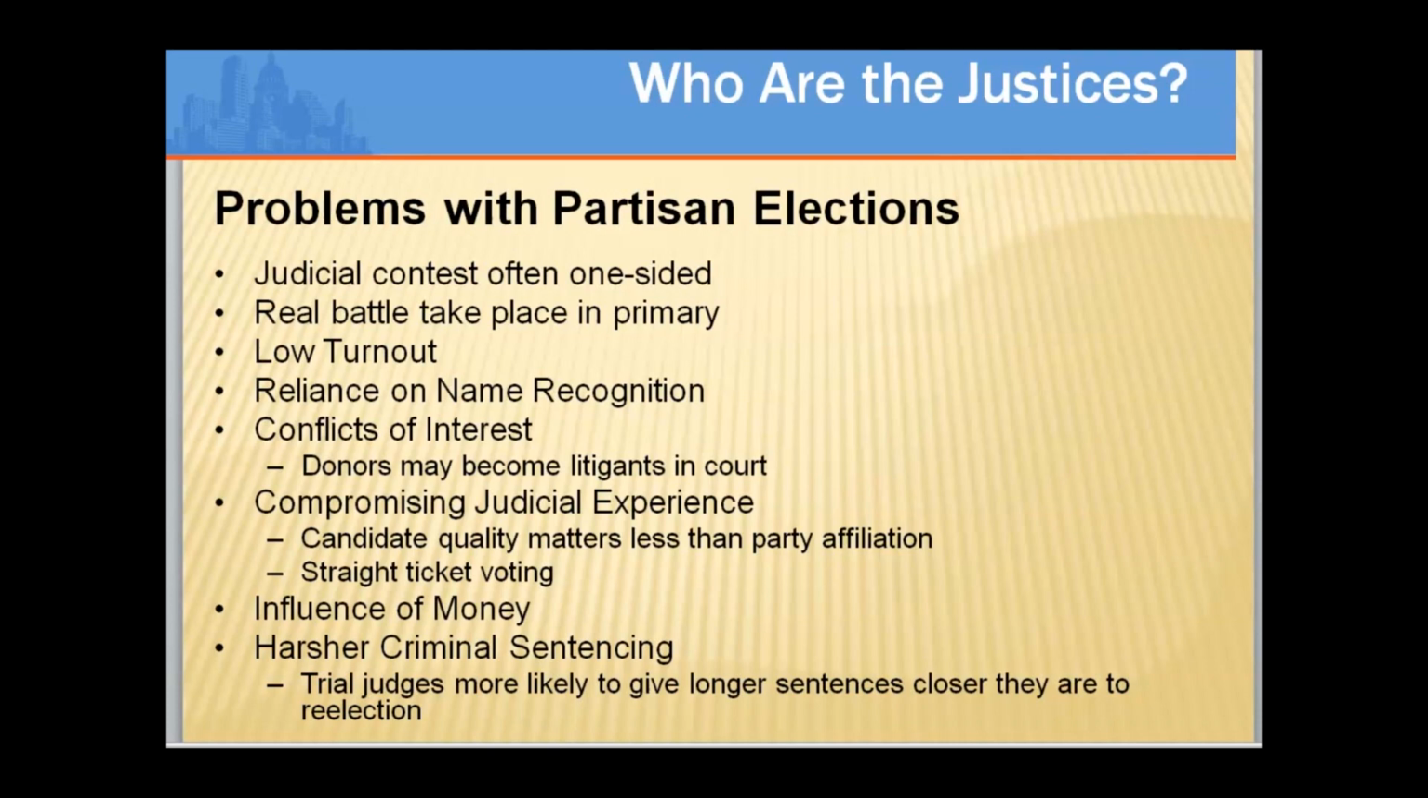Because judicial elections are low information, many voters make their decisions on the basis of, do they recognize the name? For conflict of interest, donors might end up in somebody's court, and Republicans were able to use these concerns about conflict of interest to win 5 of 6 high court seats for election in 1988.